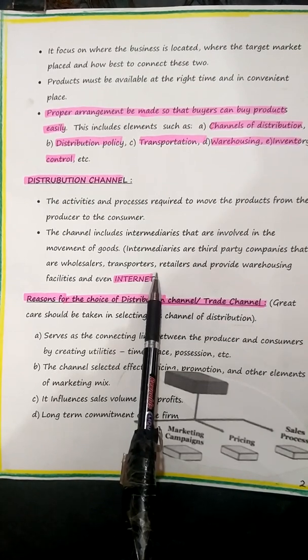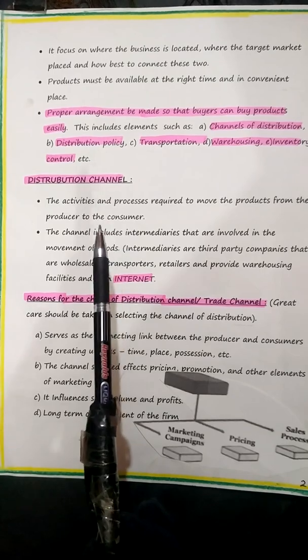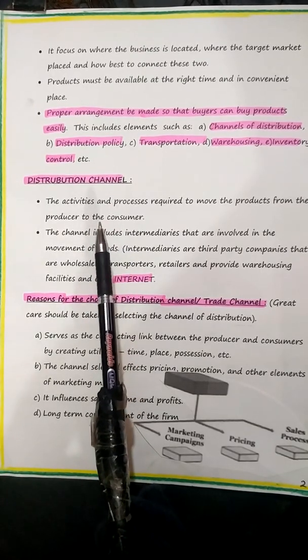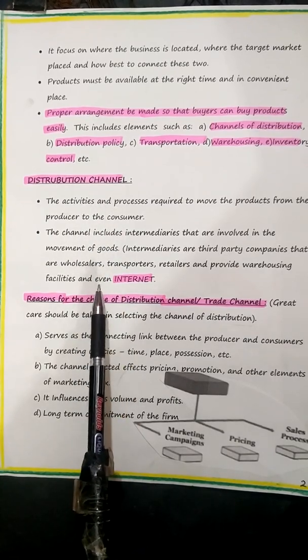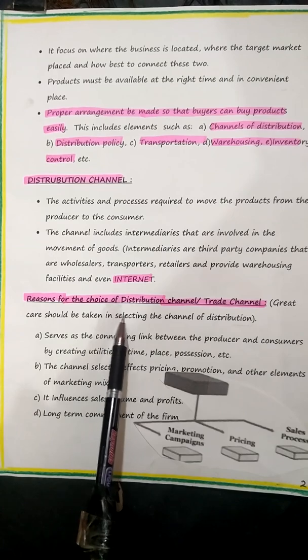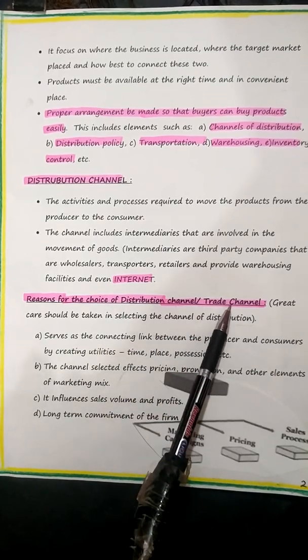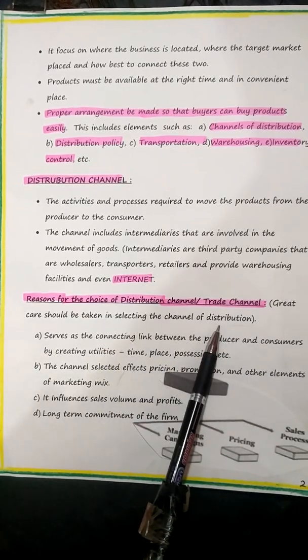So there are different types of channel, two categories: direct channel and indirect channel. Indirect channel is more popular than the direct channel. Direct channel is the oldest and simplest one, but in today's business world, people go for indirect channel more than direct channel. Now next one, reasons for the choice of distribution channel or trade channel. Great care should be taken in selecting the channel of distribution.